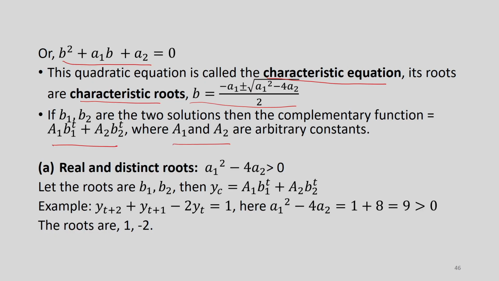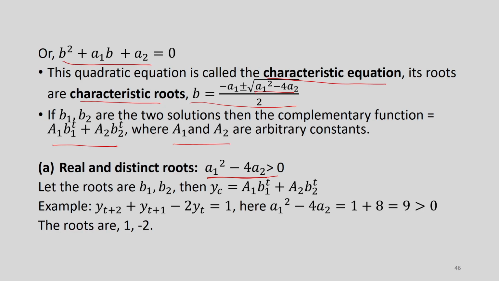Okay. So, this is the general case, but as we know, there could be 3 possible sub cases from here. One is where the roots are real and distinct, where within the square root, the part a1 square minus 4 a2 is positive, that will give me real and distinct roots. So, let us explore this possibility: a1 square minus 4 a2 greater than 0.